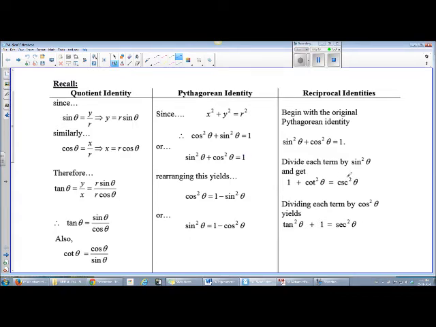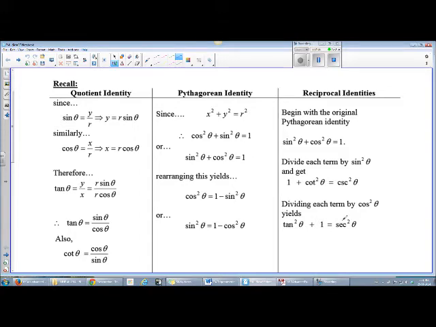We can do the same thing starting with this Pythagorean identity again and dividing all three terms, or both sides of the equation, by cosine squared theta. We would then get sine squared theta divided by cosine squared theta, which gives us tangent squared theta. Cosine squared theta divided by cosine squared theta gives us 1. And 1 divided by cosine squared theta results in secant squared theta.